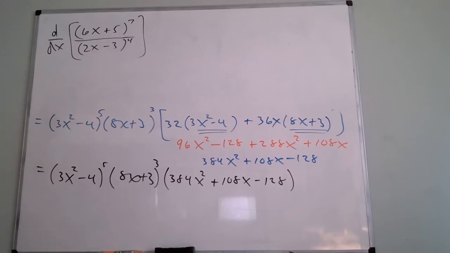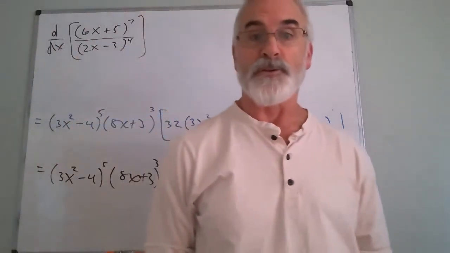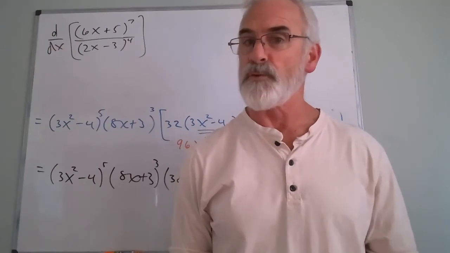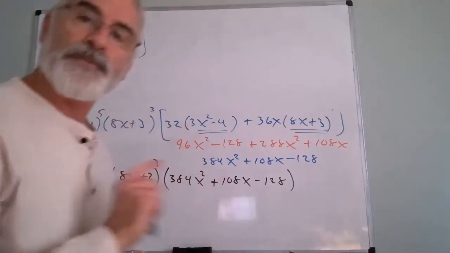How about this one? I want to take the derivative of a quotient where each term is being raised to a power. Absolutely, I can use quotient rule, but quotient rule will take me a lot longer than if I just simply rewrite this.